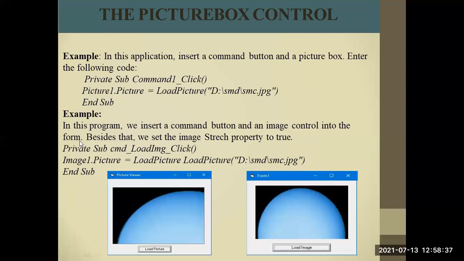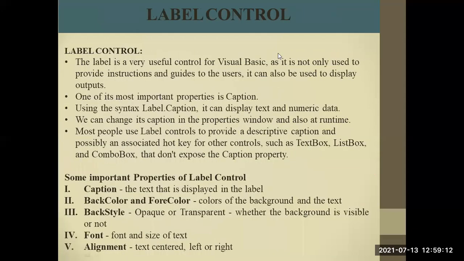In the previous example, we loaded a picture in a picture box. But if you want to load the picture in a form, we will use Picture1.Picture equal to, or Image1.Picture equal to, the LoadPicture function, along with the path. There is the output. The difference is that this picture is loaded in the picture format, but this image is loaded to the form. So when you perform this event by clicking, the picture will be loaded. So that is something about your pictures and your images. If there is any doubt, you can ask me.